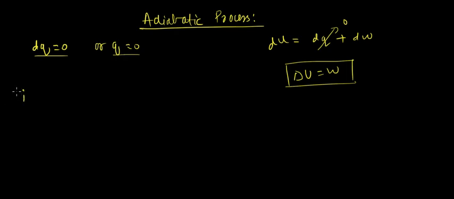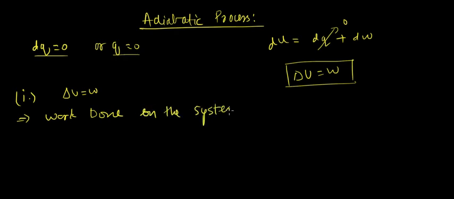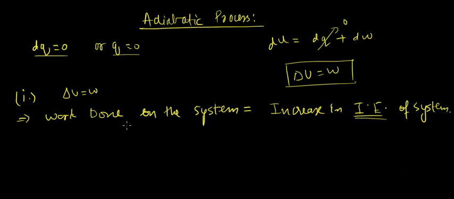Okay, so we can write that delta u would be equal to w. So the work done on the system would be equal to the increase in kinetic energy of the system. So work done on the system would be equal to the increase in, let's say, internal energy. Okay, not kinetic energy, let's say internal energy of the system.